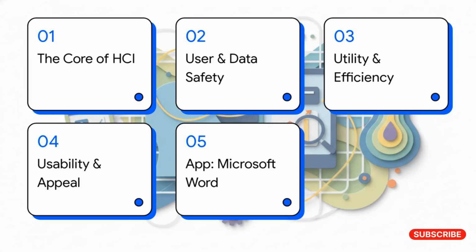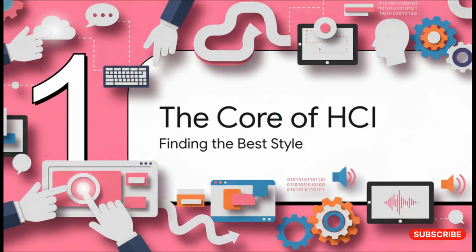Here is our roadmap for this explainer so you know exactly where we're headed. Section 1 covers the core of HCI. Section 2 looks at prioritizing user and data safety. Section 3 tackles utility, effectiveness, and efficiency. Section 4 is all about usability and system appeal. And finally, Section 5, where we'll apply all of this to a tool we all know, Microsoft Word. All right, let's kick things off.